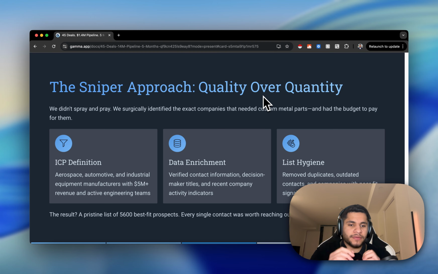And the way we did this was, if you were to just do this with Apollo or ZoomInfo, you wouldn't be able to go that granular in your targeting. So the way we did this in Clay was we verified whether or not they had the revenue mark, whether or not they had an active engineering team, whether or not they had a procurement department, and then we were able to source the right decision maker, find the right email within Clay, and verify the emails and phone numbers that we might need. And we were able to find around 5,600 best fit prospects that exactly fit the target market the customer was going for, because they had a specific case study that we had leveraged for these industries that they want to go after.